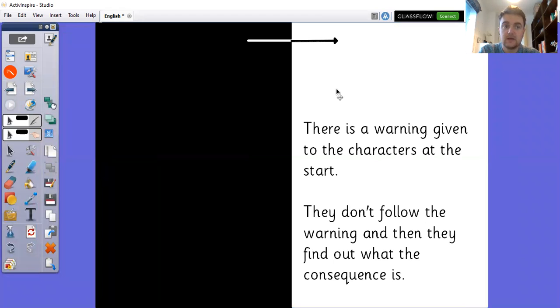It could be something as simple as they were warned not to leave the front door unlocked, and then someone has come in and stolen something. So there are lots and lots of different ways that you can do a warning tale. When you're planning your story, have a think about how you want yours to work. When do you want that story to be set?